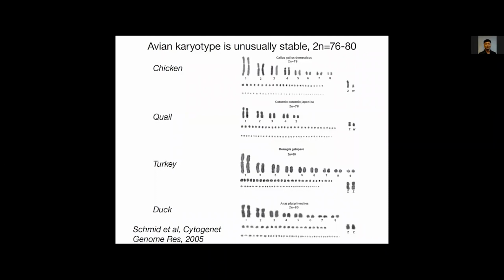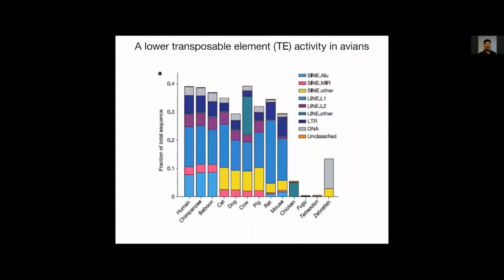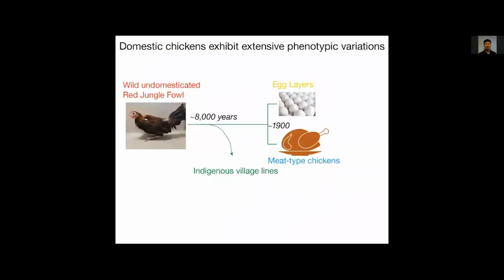This unusually stable karyotype is believed to be due to the low activity of their transposable elements. Transposable elements are jumping elements, which are a major force in creating structural variations. As you can see, compared to mammals, chicken has a very low amount of transposable elements. However, even though chicken has very low TEs, domestic chicken exhibit extensive phenotypic variations.